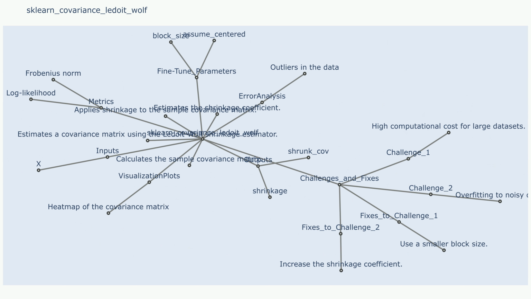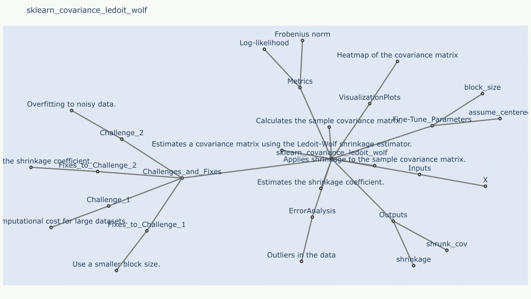Challenge 2: outliers in the data. Outliers can have a significant impact on the sample covariance matrix, leading to biased estimates. Sample use case that resulted in challenge 2: a dataset with a few outliers in one or more features can significantly affect the sample covariance matrix. Fixes to challenge 2: the Ledoit-Wolf shrinkage estimator helps to mitigate the impact of outliers by shrinking the sample covariance towards a diagonal matrix, which is less sensitive to outliers.